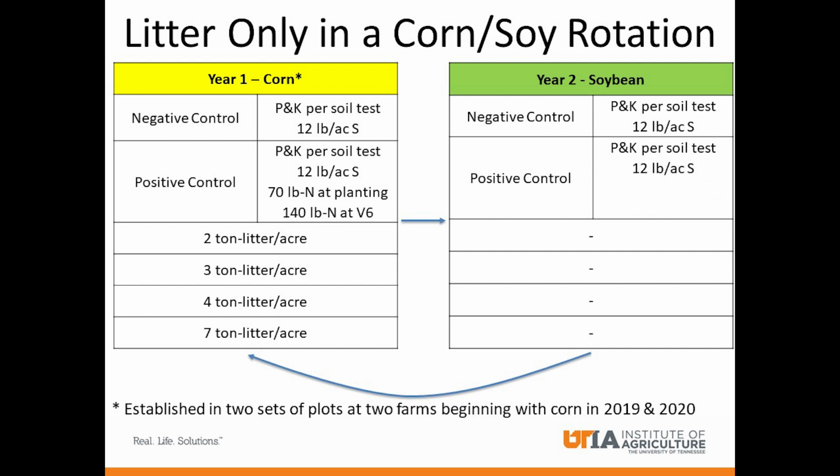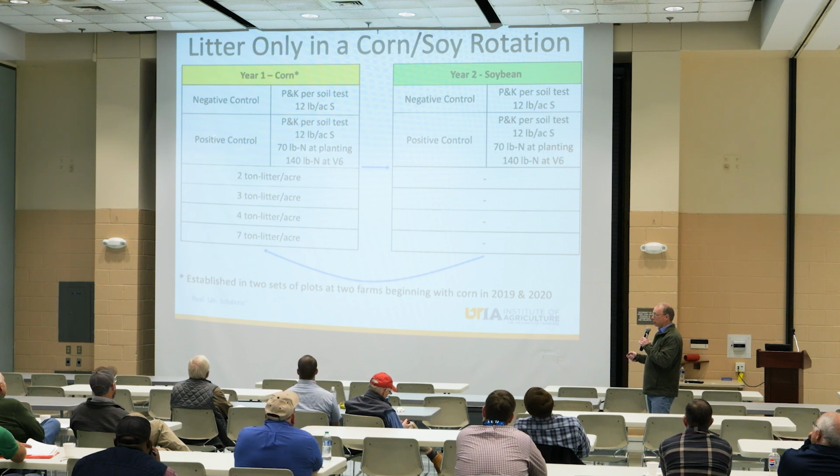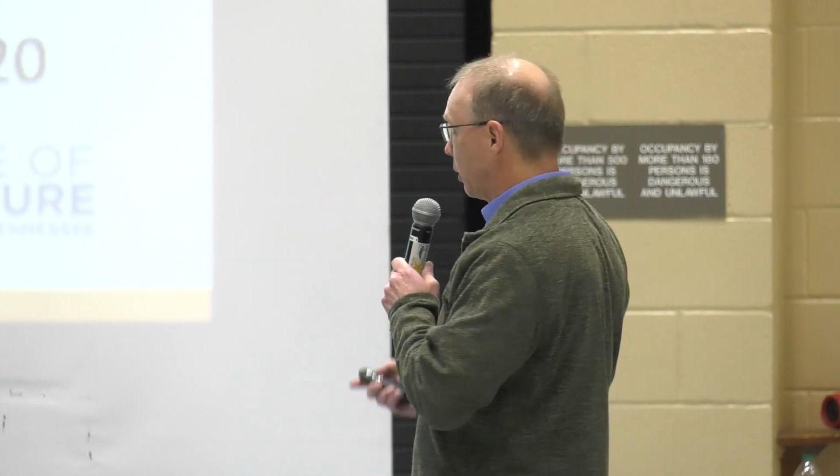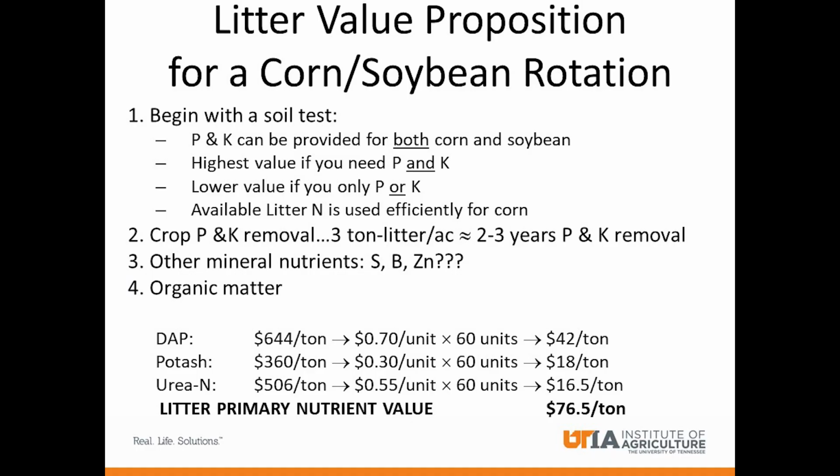So in 2019, for example, we started here, went to soybeans in 2020, went back here in 22, went back here in 23, etc. And I have 2 different plots established in 2019 and 2020 in corn that rotated to soybeans, and we've been doing the test ever since then. And that's at 2 different sites. I'm only going to show you one site because it's a little overwhelming with the amount of data.